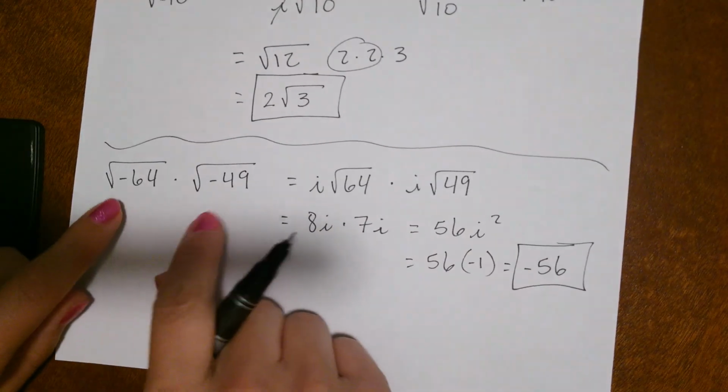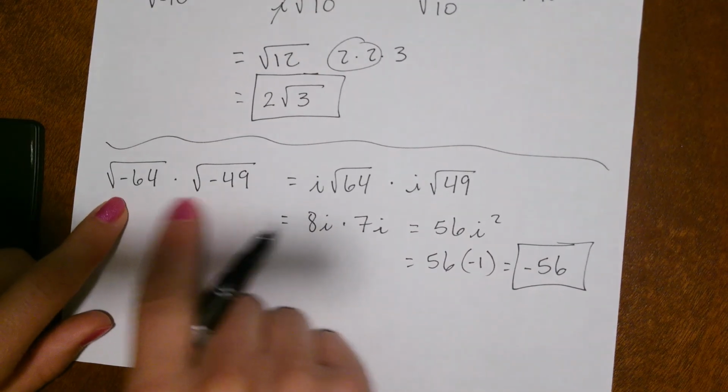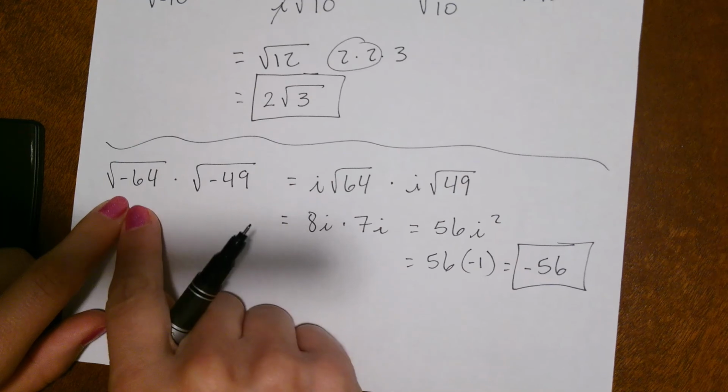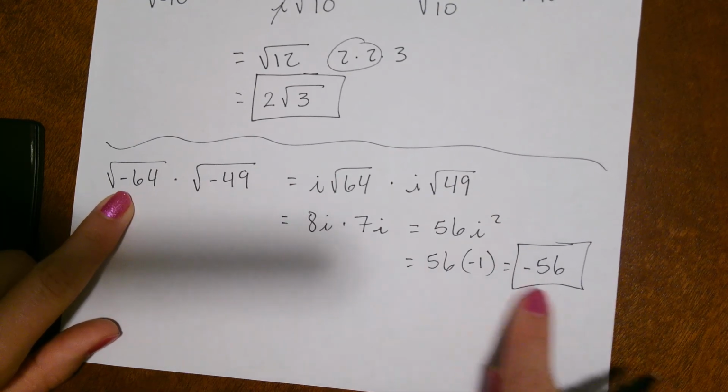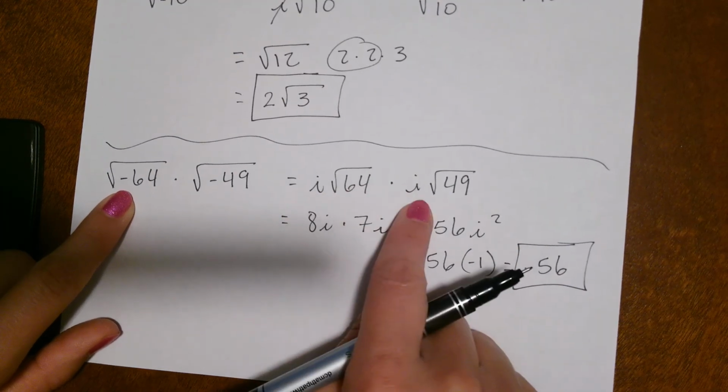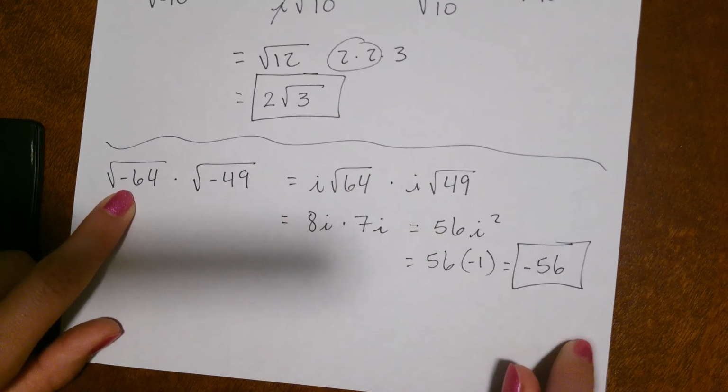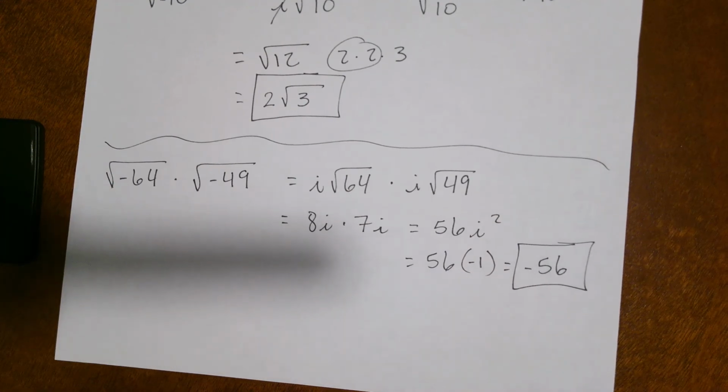Now, jump back here real quick. If I had started off just by multiplying the two arguments together, then I would have gotten a positive number and I would have lost that negative. So it's very important that we write the values in terms of i first and go from there, because you never know what the i is going to end up doing.